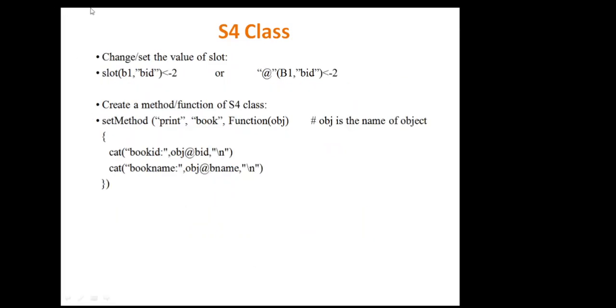Now we'll see how to change or update the value of any attribute. So we have the slot function, slot in bracket B1, BID equals 2. It means that I want to change the value of the BID slot of the B1 object to 2. The previous value is 1. Now I want to set a new value for this BID.